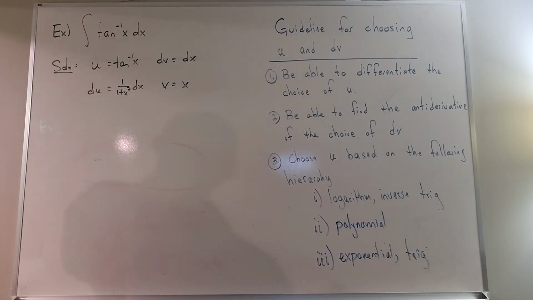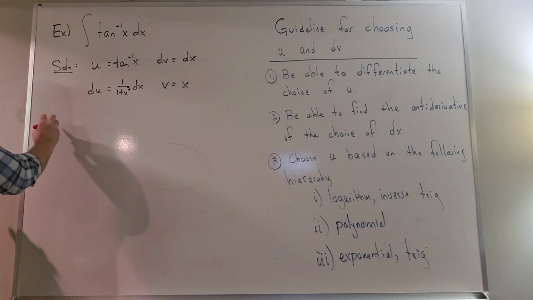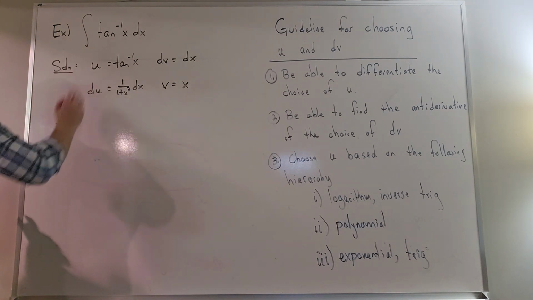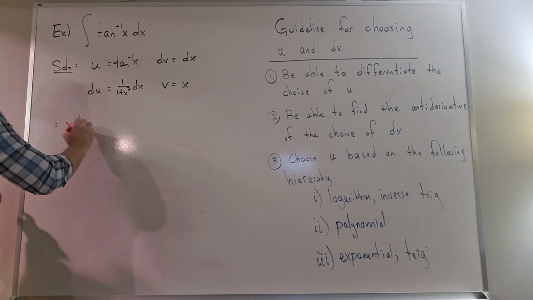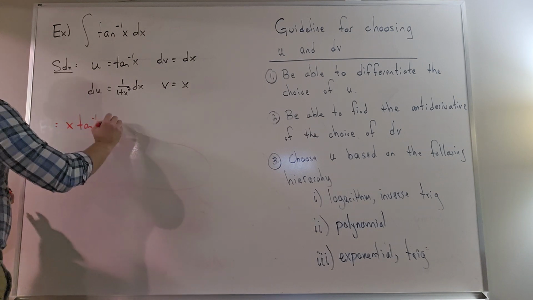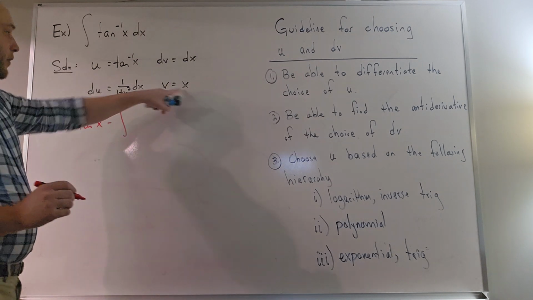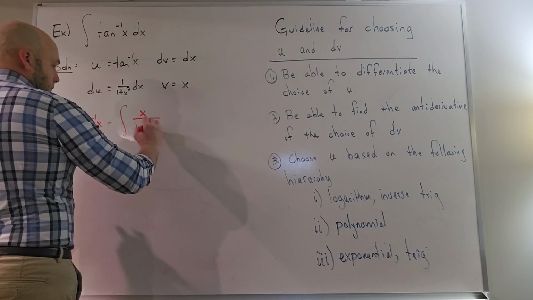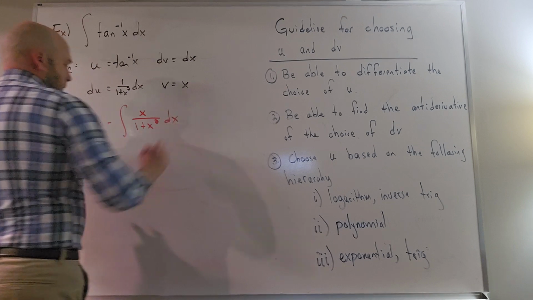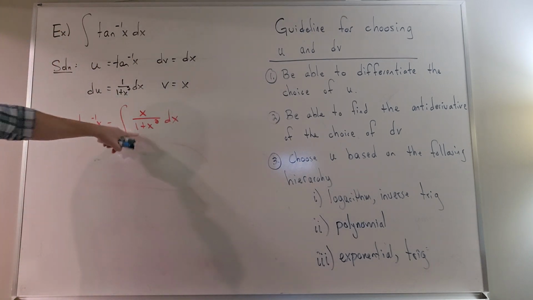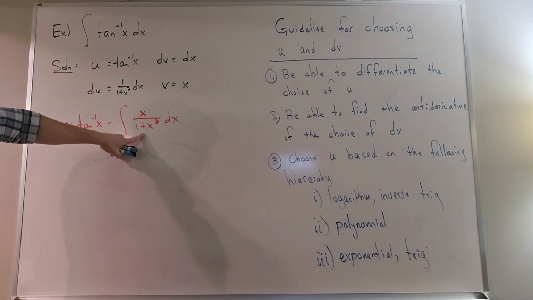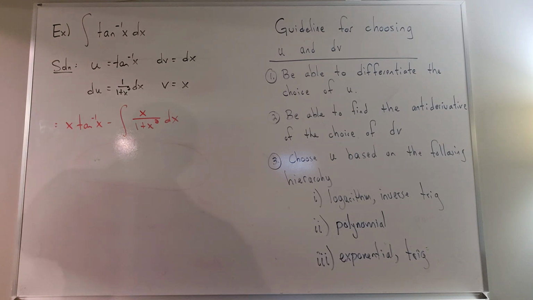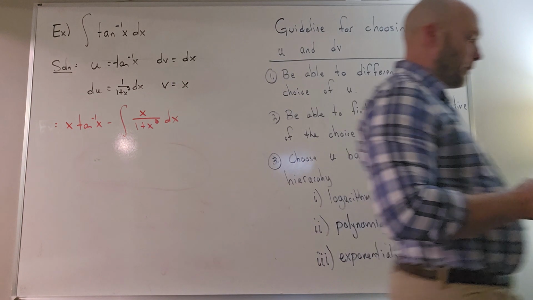Now using the integration by parts formula, I get uv, so x tan inverse, minus the integral of this product. The hope is that this is a simpler integral. So look at that for a couple of seconds and think about how you'd integrate it, and then I will do the next couple of steps.